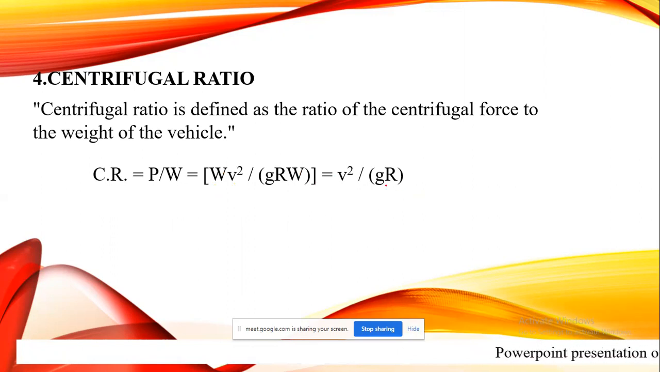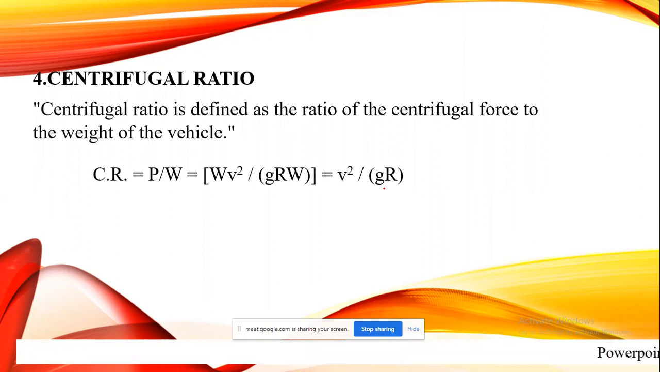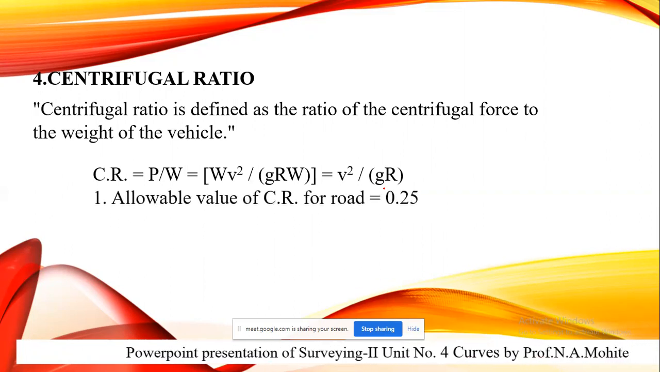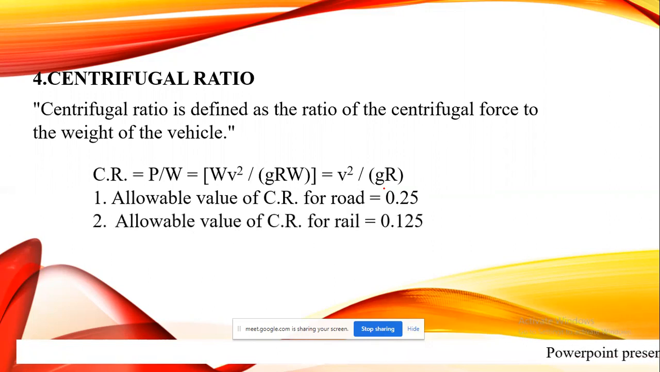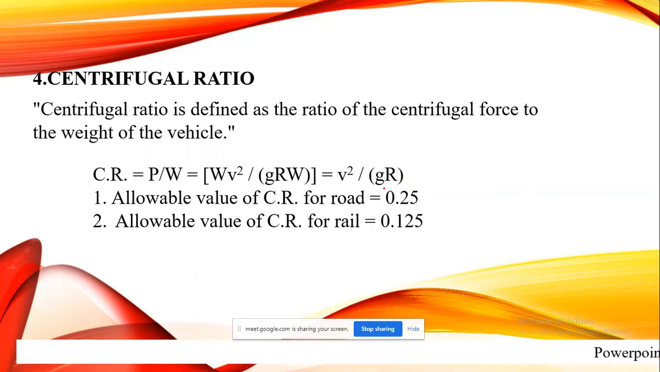Here V is the velocity, G is acceleration due to gravity, and R is the radius of the curve. The allowable value of centrifugal ratio is 1/4, that is 0.25, for roads. And the allowable value of centrifugal ratio for rail is 1/8, that is 0.125. So these were the certain terms that we should know before starting with the types of curves.